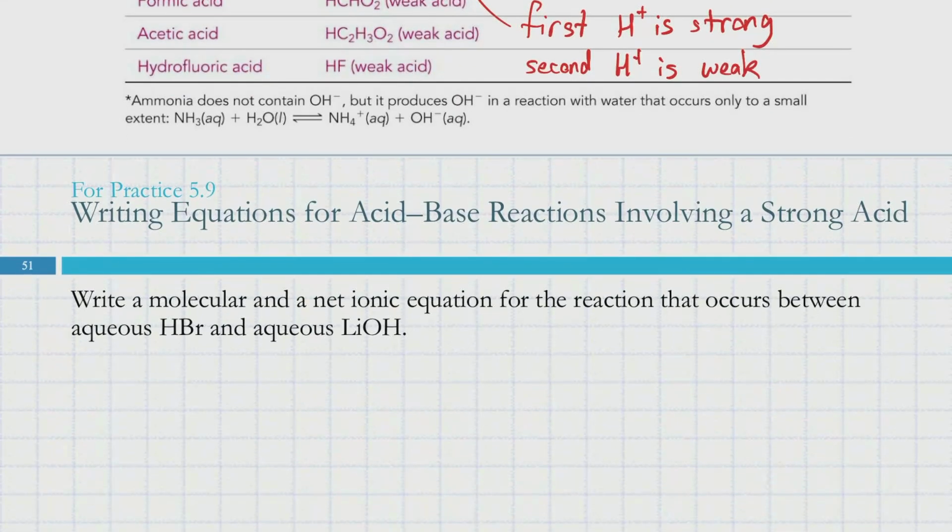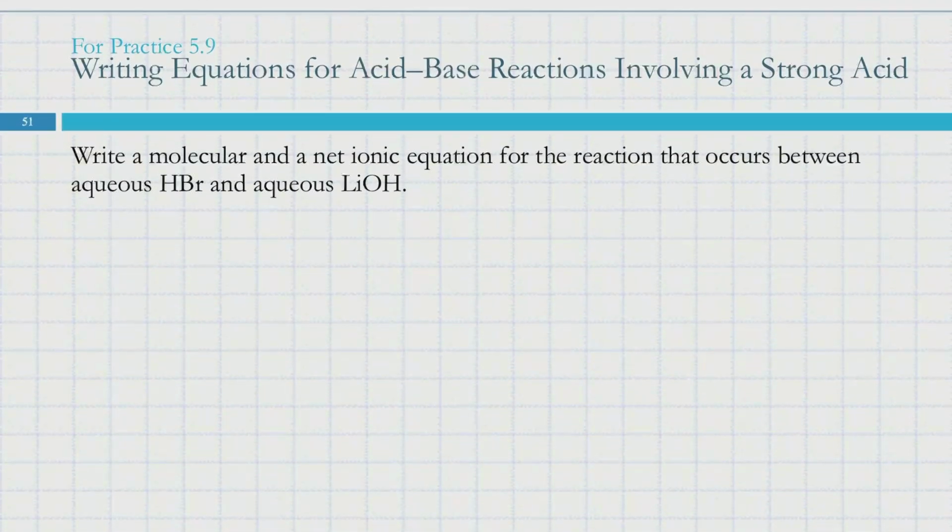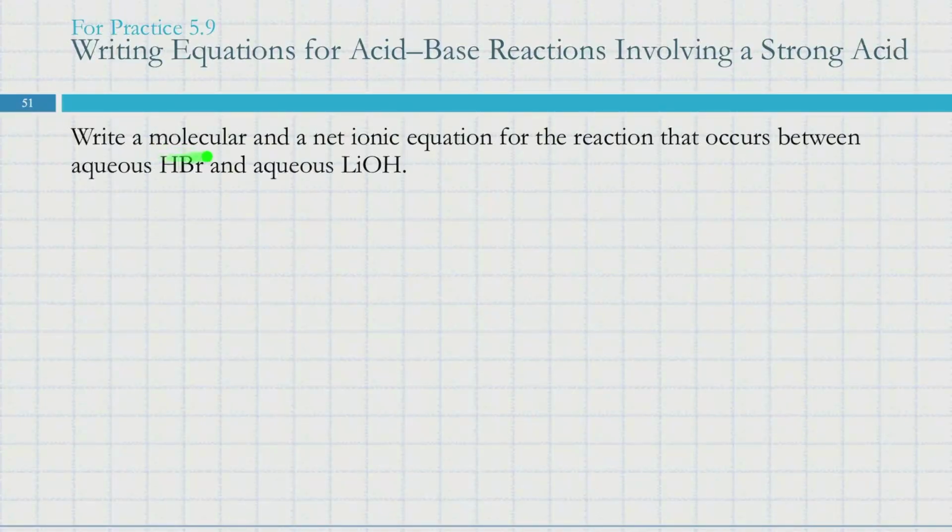We can write out equations for acid-base reactions. So we want a molecular and net ionic equation for the reaction that occurs between aqueous HBr and aqueous LiOH. Fortunately, we don't have to tap into our nomenclature knowledge to solve this problem. HBr is a binary acid, hydrobromic acid. LiOH is an ionic compound. Lithium always has the same charge, so it's just lithium hydroxide. These are both aqueous as described in the question.